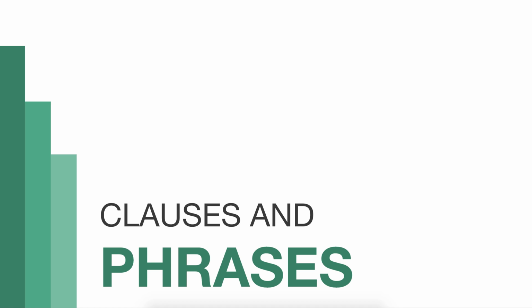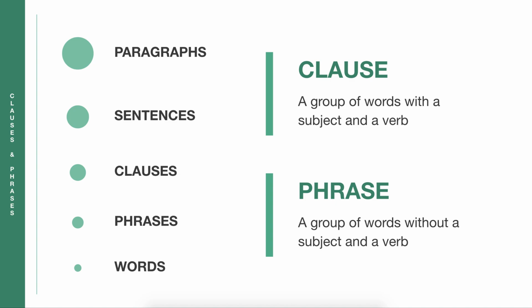Hello, today we are going to talk about the differences between clauses and phrases, and then after we do that, we are also going to talk about sentence fragments. So first off, a clause is a group of words that has a subject and a verb, so someone doing something, and a phrase is a group of words that does not have a subject and a verb.